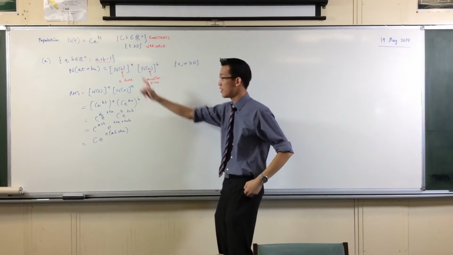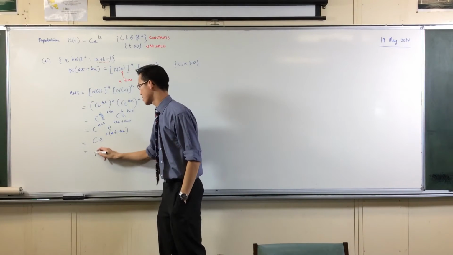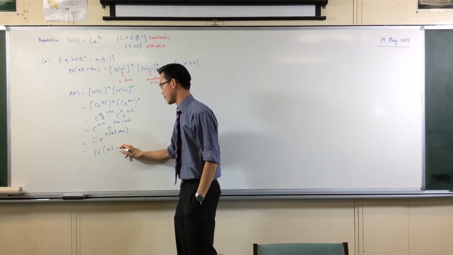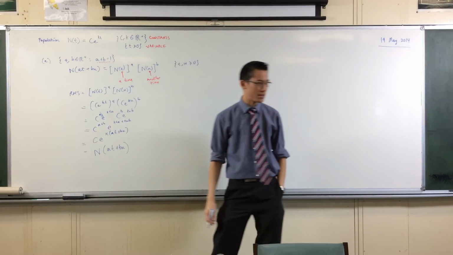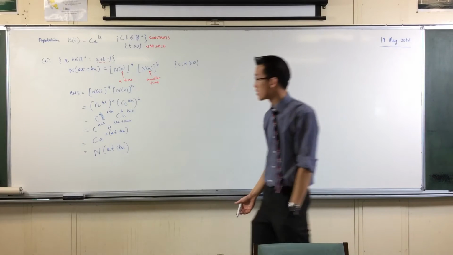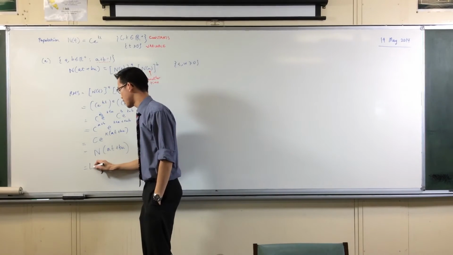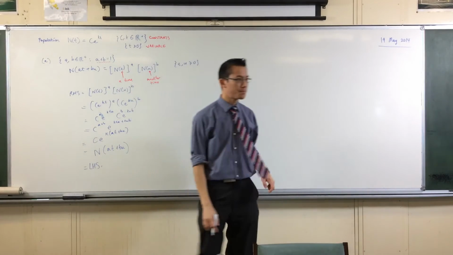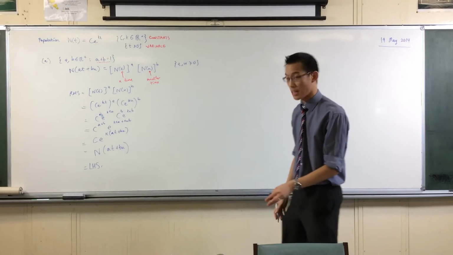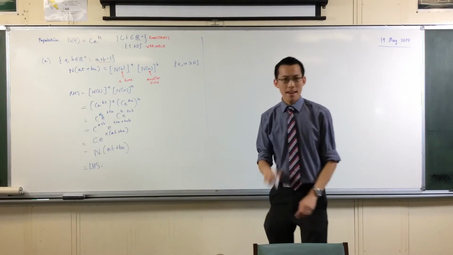I just need to rewrite it in terms of the left-hand side. That's the population at that time. It's an awkward looking time, isn't it? But that's what it is. That's what they've asked. I've gone from right-hand side to left-hand side. Good, I'm done. Okay, part A, no problems. Just be careful with your index though. Now, part B.